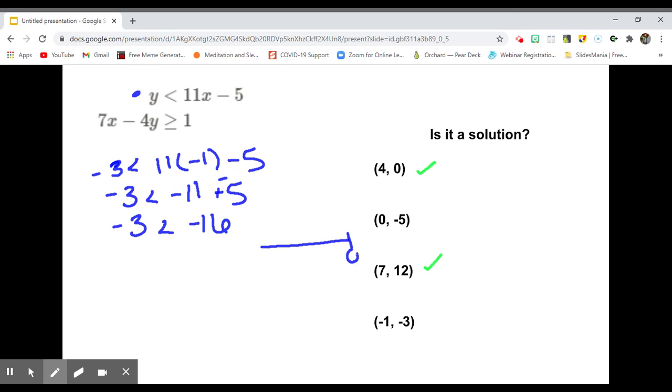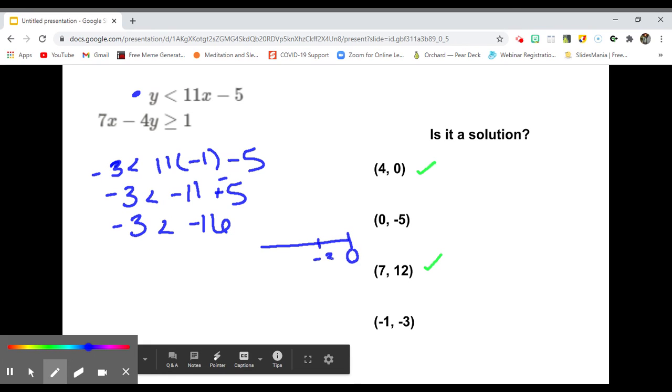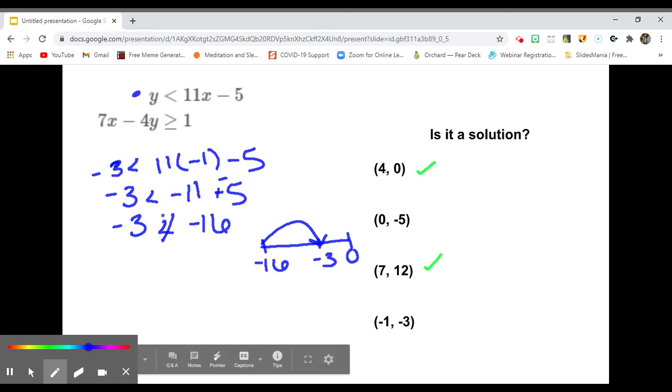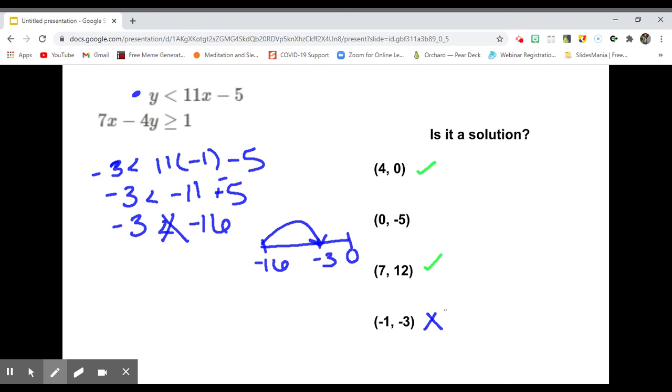If I have 0 down here, -3 would be here, -16 would be all the way down here, and -3 is greater than 0. So it is not less than, so this is not true. So if it was not true for the first one, see how it's early in the morning, I just had to think through that visually. It is not true for the first one, so it would not be true for the system because remember, the system of inequalities is both of them.